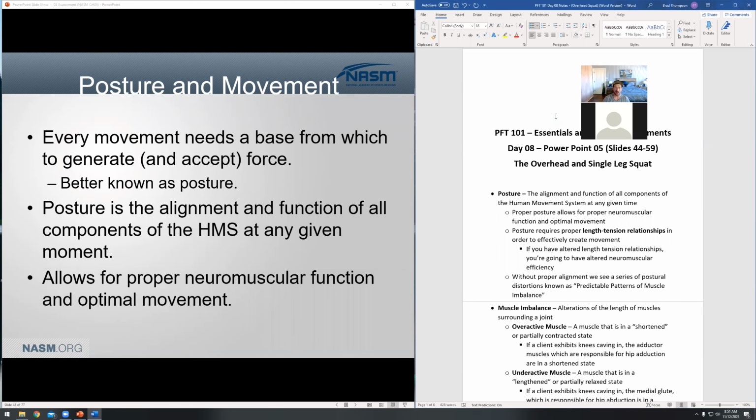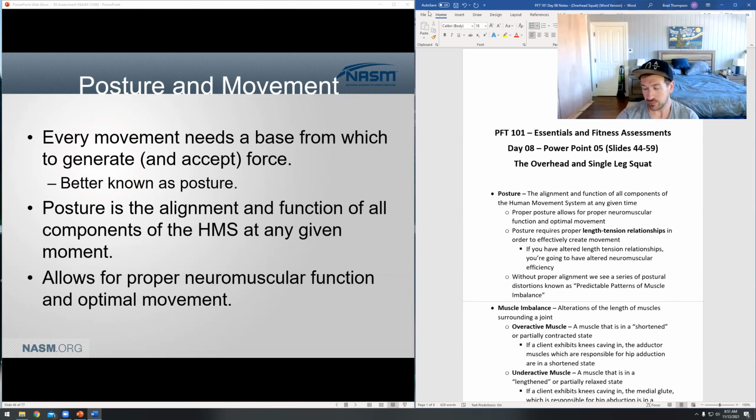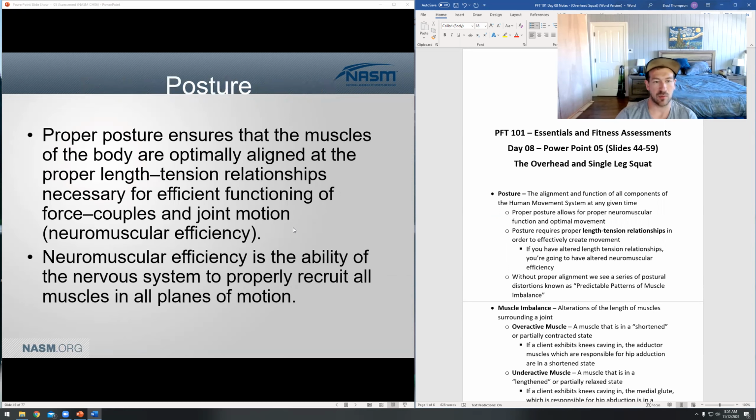And so neuromuscular efficiency requires proper posture. We need to be flexible with that lat so that it can relax into a full range of motion as well as contract into a full range of motion. And we can't do that if it's tight, so that all comes together when we're talking about posture.